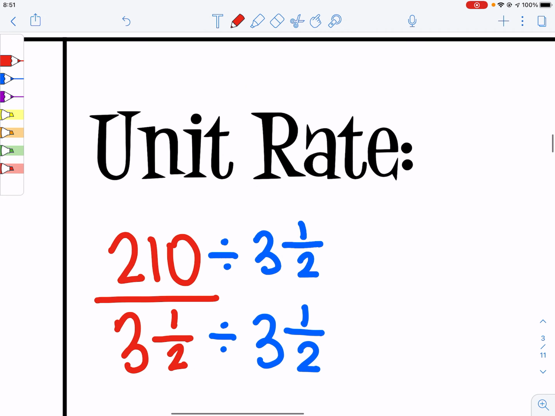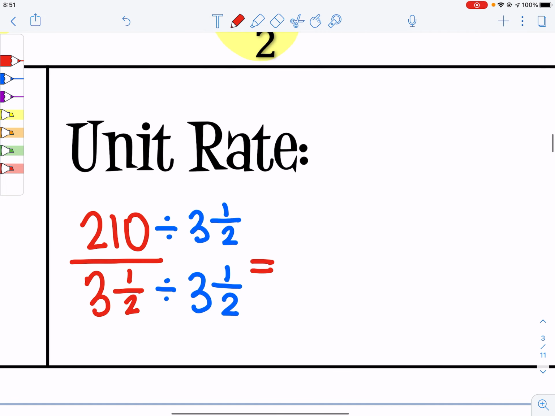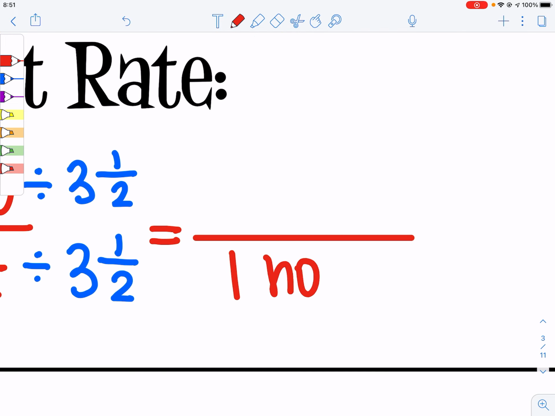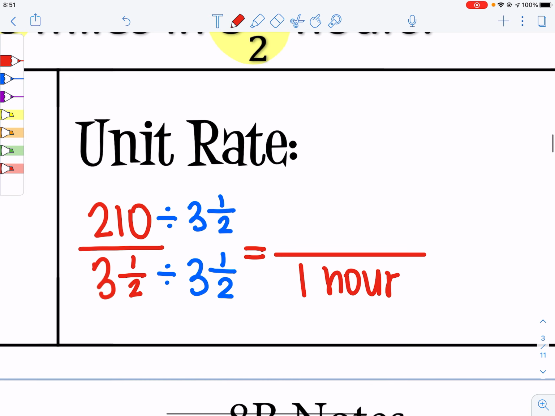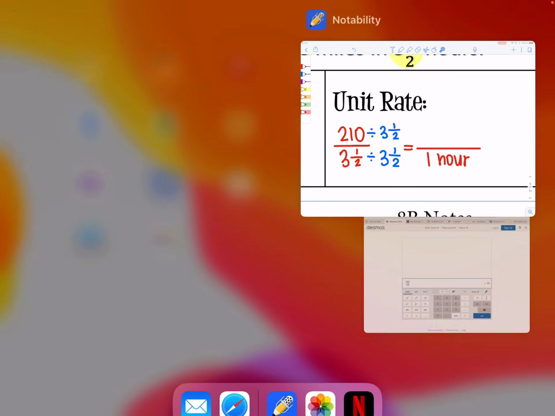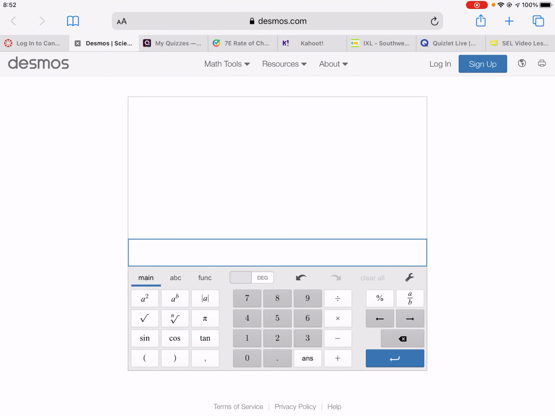So let's open up our calculator, and I'm going to help you type this out. I know that 3.5 divided by 3.5 is going to give me 1, because that's why I did it. So it's 1 hour. And then let's do this dividing in our calculator. So 210 divided by 3.5. Let me show you how to do that. So it's 210 divided by, and then I need 3.5.